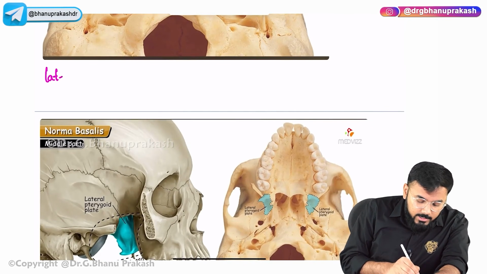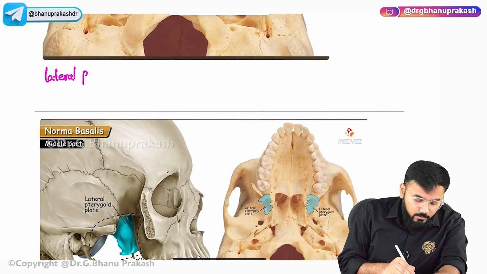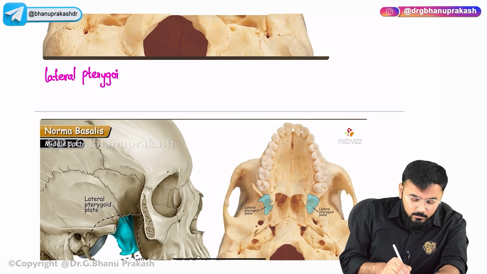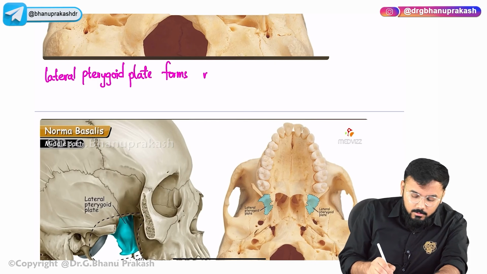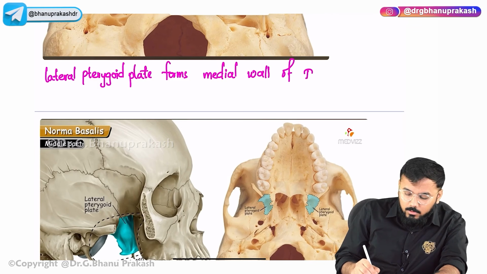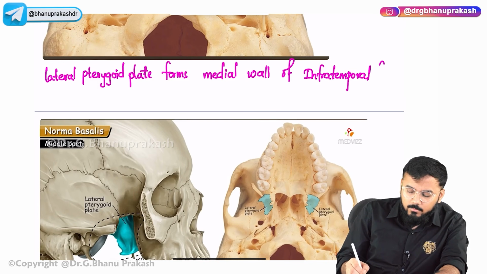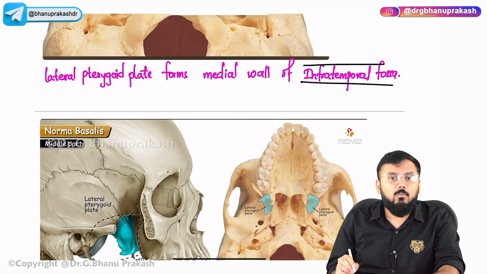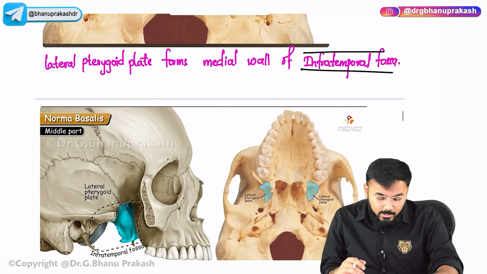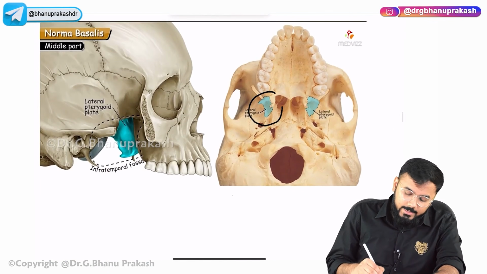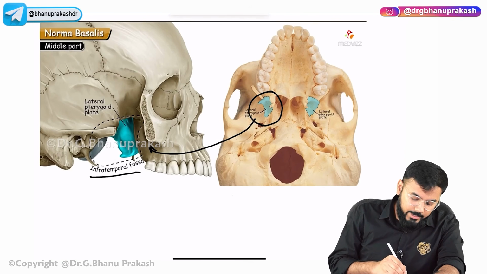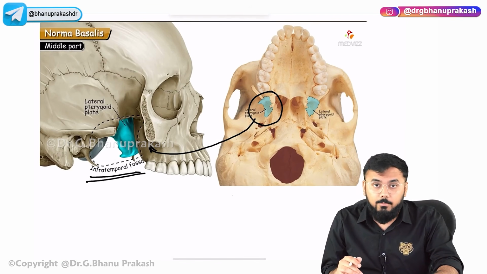Lateral pterygoid plate forms the medial wall of your infratemporal fossa. Right. Next important, this is your lateral pterygoid plate, which is forming the medial wall of the infratemporal fossa.